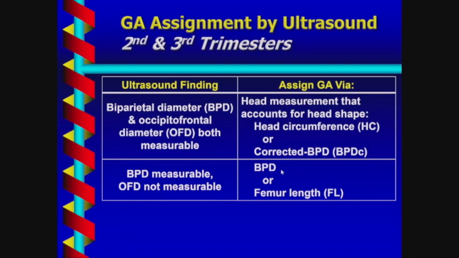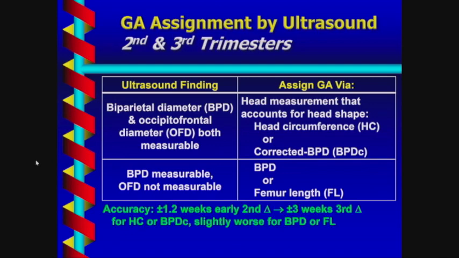In those cases, when the biparietal diameter is measurable but the occipitofrontal isn't, because you don't see the full length of the head, either the biparietal diameter or the femur length is pretty good, not quite as good as head measurements that account for head shape, but maybe all that you can do. The accuracy gets worse and worse as pregnancy progresses. It's about plus or minus just over 1 week in the early second trimester to a not very good plus or minus 3 weeks in the third trimester.